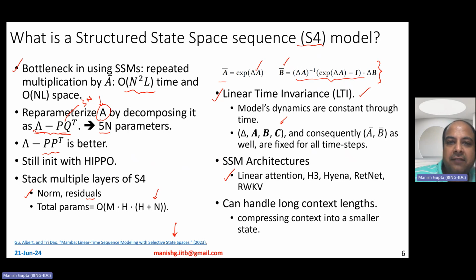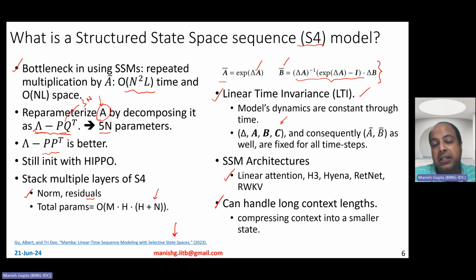Okay. So far I've just talked about what state space models are, and I have basically said that state space models can be trained efficiently and inferred efficiently by using this HiPPO initialization, and also by thinking about them as equivalent in terms of recurrence or convolution. Okay. The interesting part is that unlike attention, these state space models can actually handle very long context lengths.